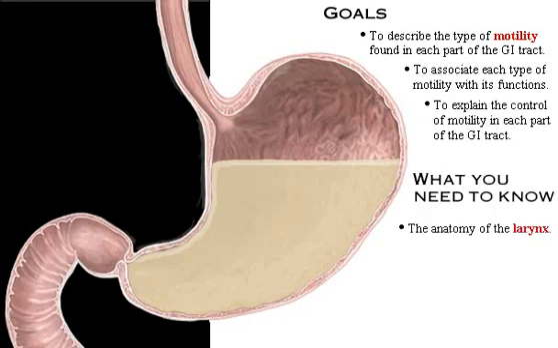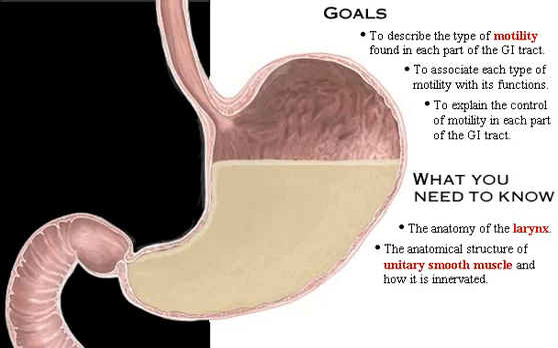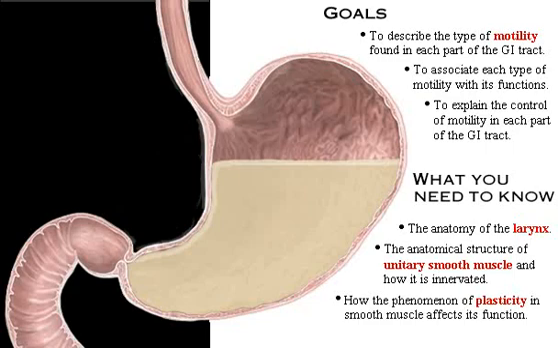The anatomy of the larynx, the anatomical structure of unitary smooth muscle and how it is innervated, how the phenomenon of plasticity in smooth muscle affects its function. To see definitions of terms, click the bold red words.